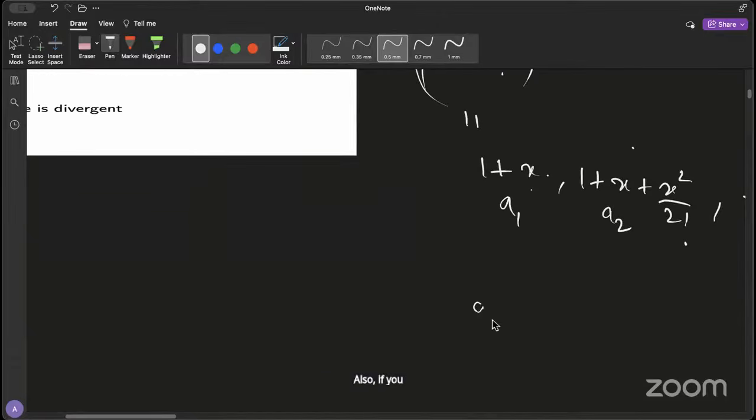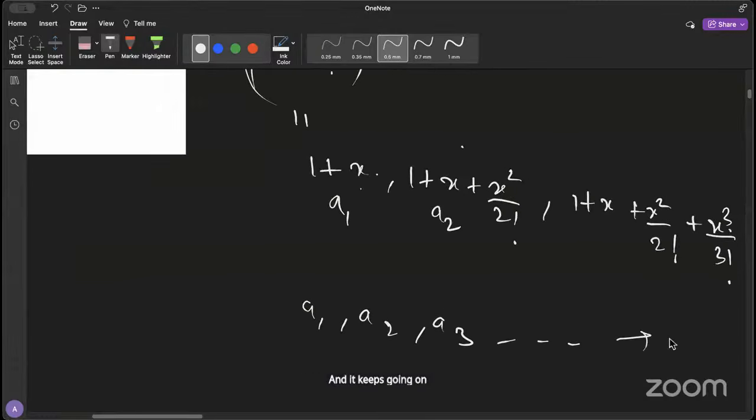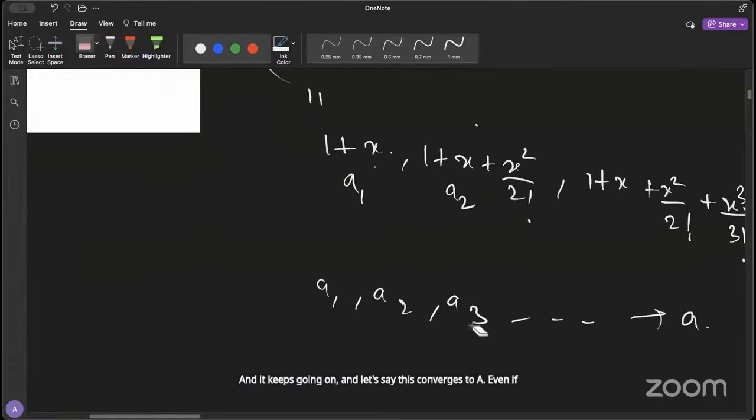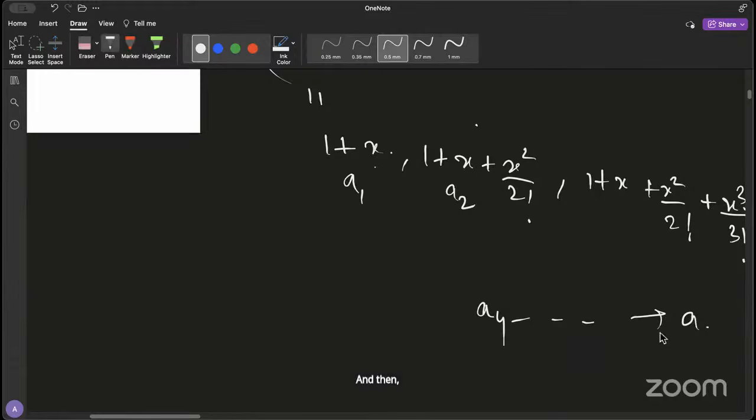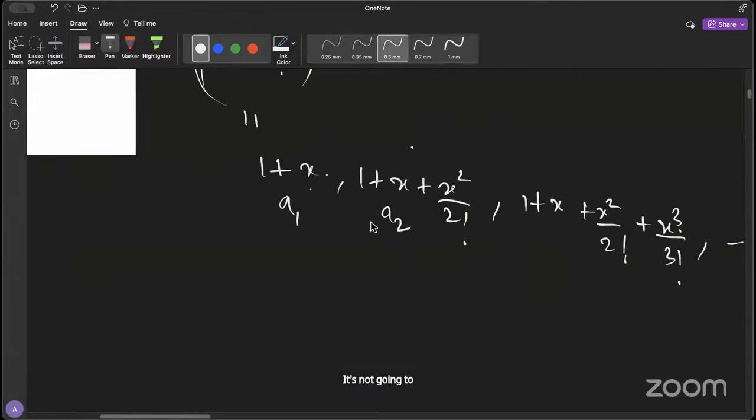Also, if you have a sequence A1, A2, A3, and it keeps going on, and let's say this converges to A, even if I remove some finite number of terms from the beginning, let's say I remove these ones, and now my sequence starts from A4, then A5, A6, and so on, this sequence still converges to A, right? Removing finitely many terms from the beginning or from somewhere does not change where your sequence is converging. The point of convergence does not change, right?